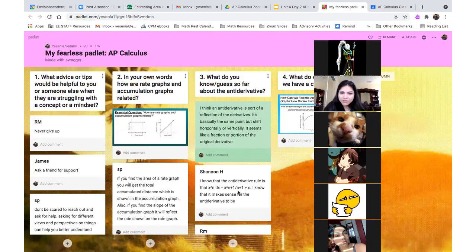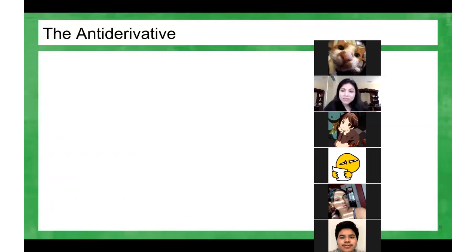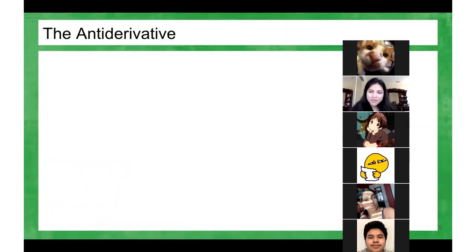So I see that the antiderivative rule is this. So there's this rule or the pattern that's happening. I know it makes sense. And then there's some further thoughts. I'm going to highlight this too because this is new. But let's go ahead and have some information now, after our little investigations, about the antiderivative.